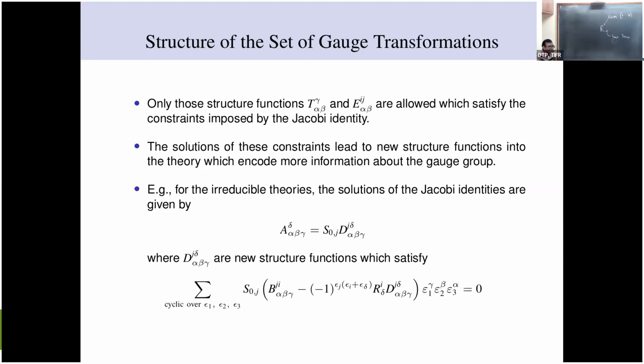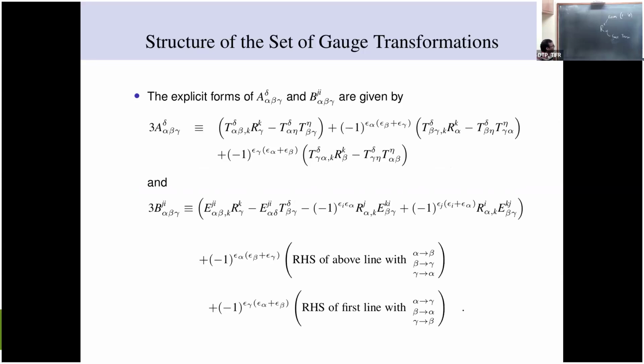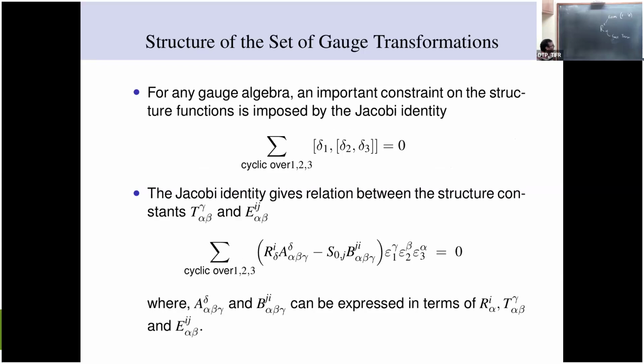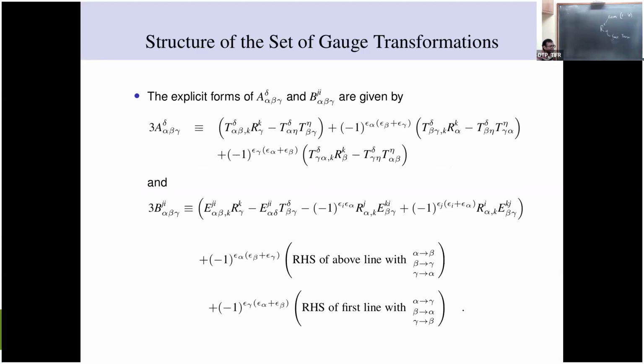So there should be solutions for A and B, right? No, A and B are not independent quantities. They are just given in terms of T and E. Some combination of T and E appears here, which we are calling A and B. They are given in terms of this T and E. Yes, right. So they were our original structure functions.